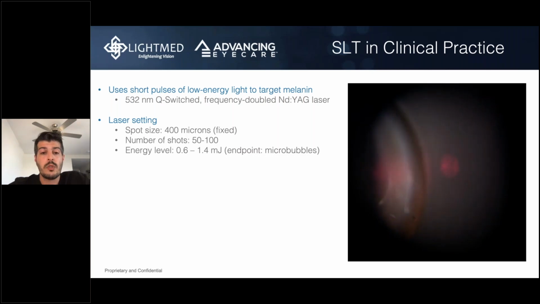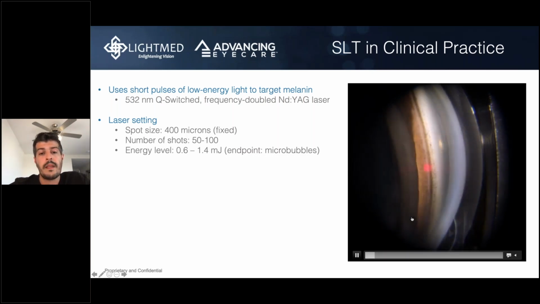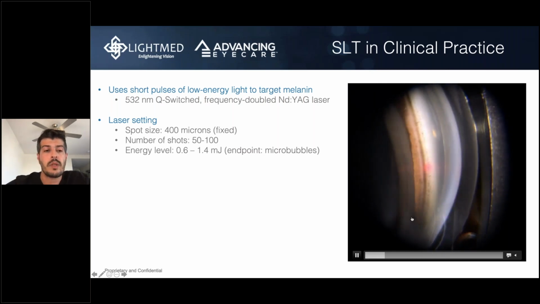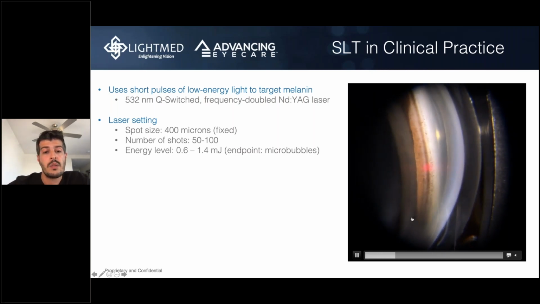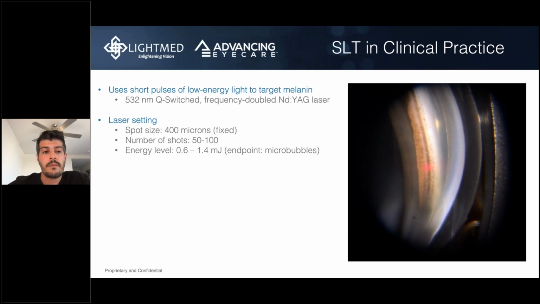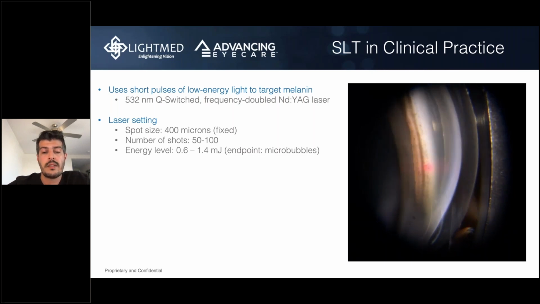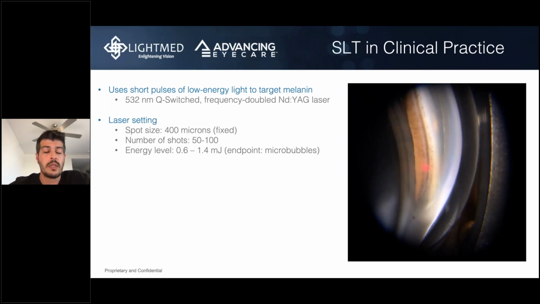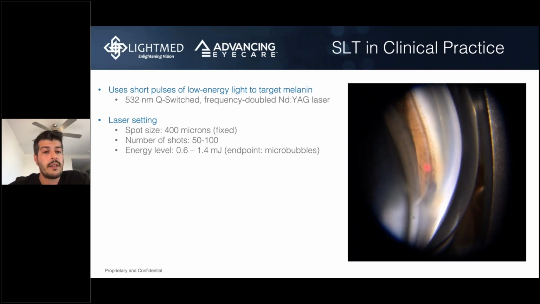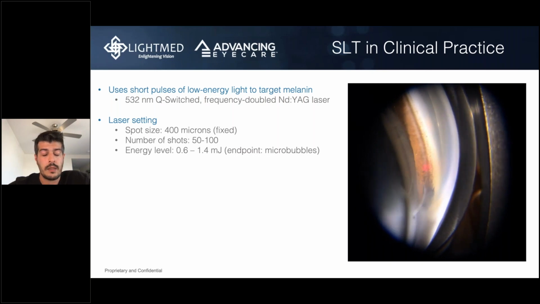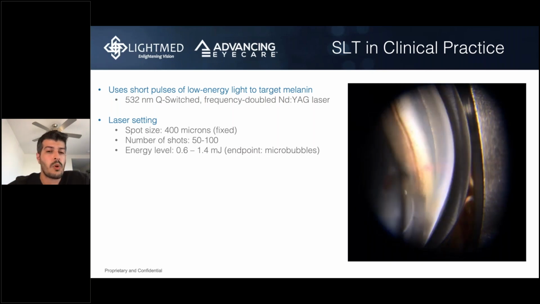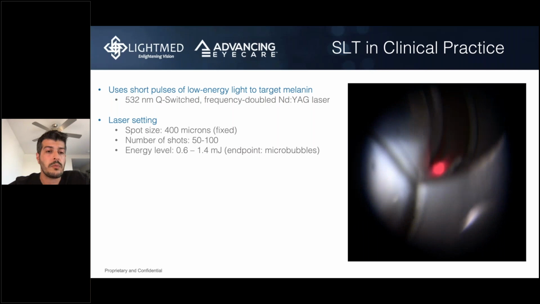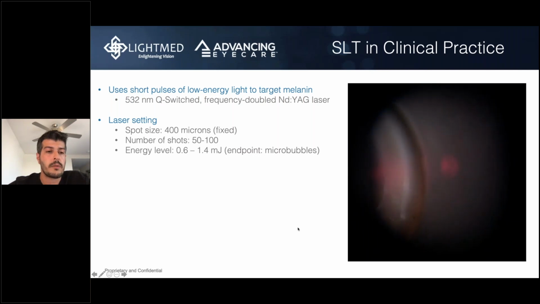The parameters that you do have some control over is the number of shots, so you can decide if you want to treat 180 degrees or 360 degrees. I typically do 180 degrees, which would require 50 shots. That's 25 shots per quadrant, but there's no reason not to do the whole 360. I usually do the inferior 180 degrees, and then if I need more SLT, I go after the superior trabecular meshwork.